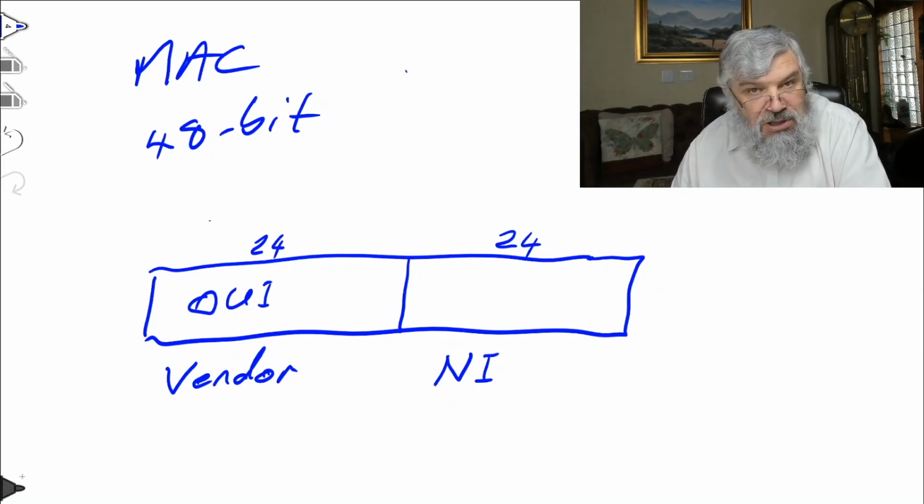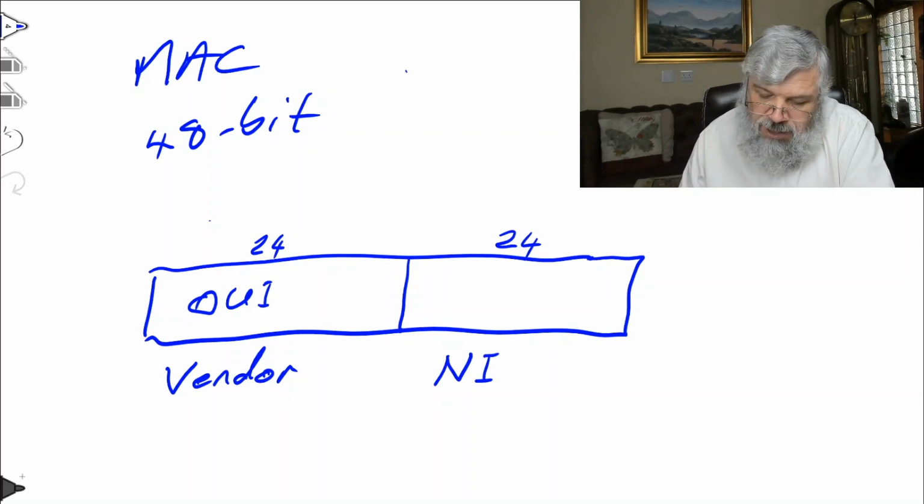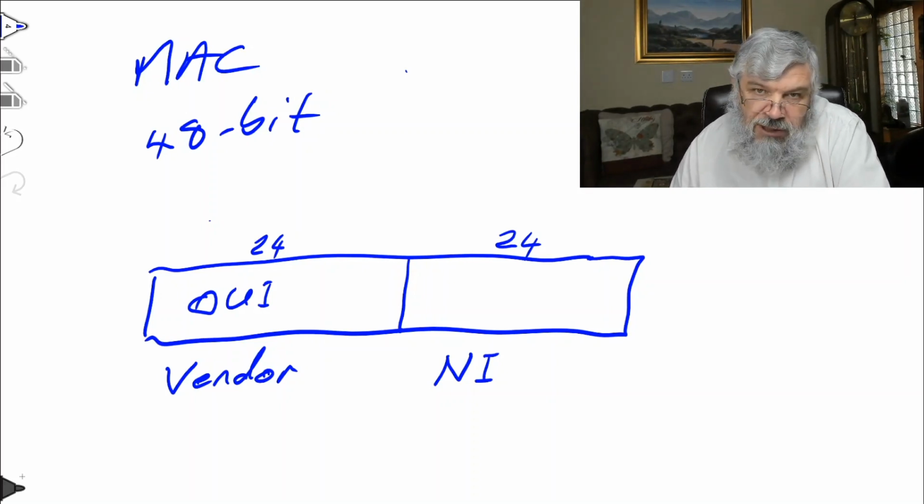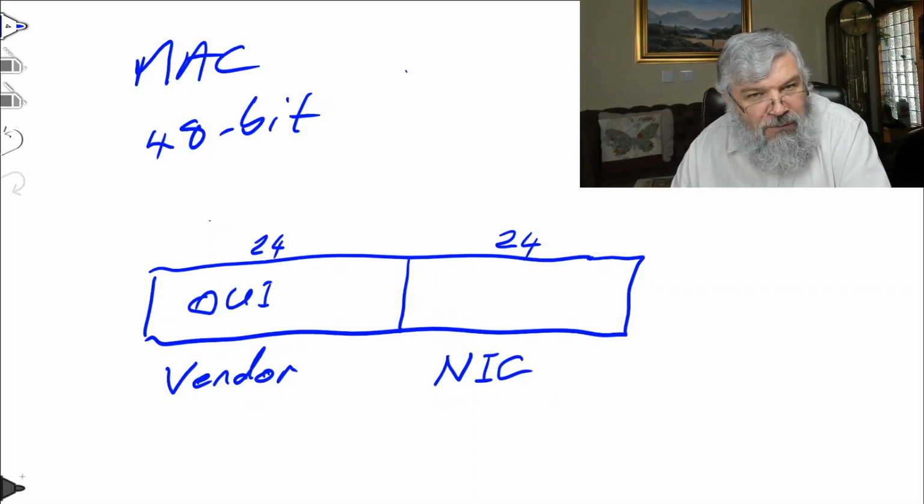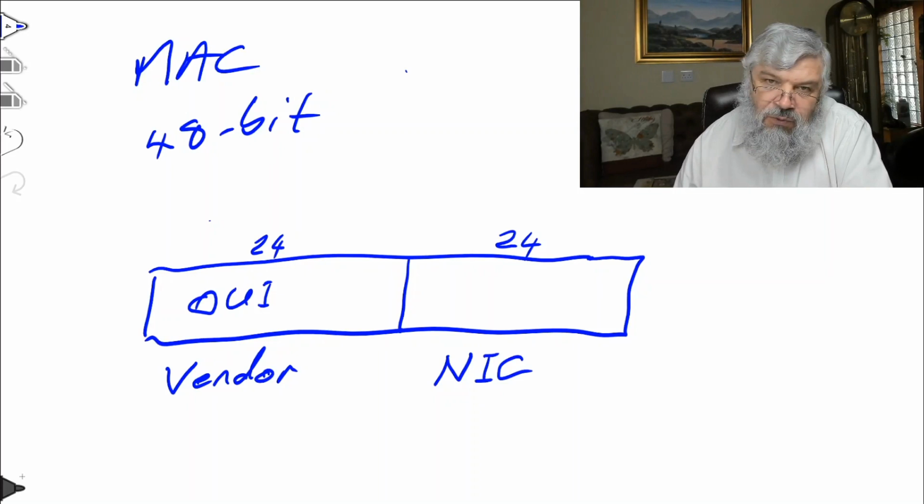If you've manufactured 16 million of these network cards, then you go back to the IEEE and you ask for another vendor code, and you can manufacture another 16 million cards. In days gone by, you typically had a separate network interface card that you plugged into your computer. So network interface card is the abbreviation that is usually used for the bottom or for the lower 24 bits.